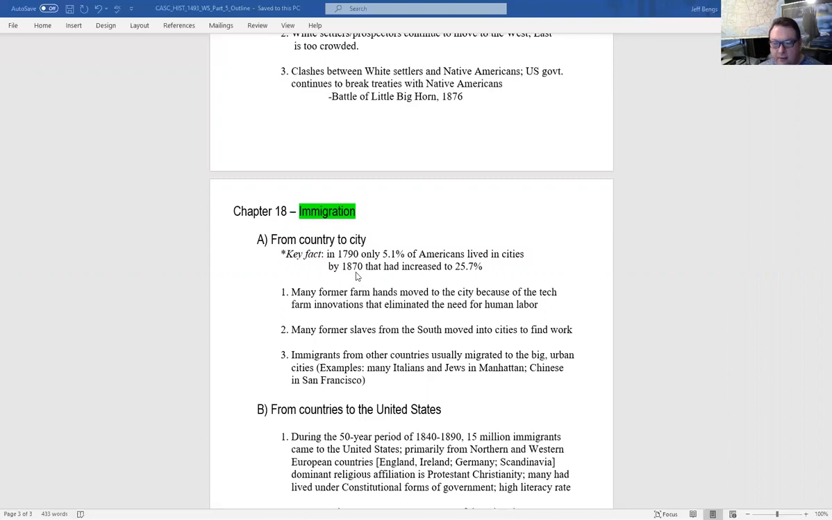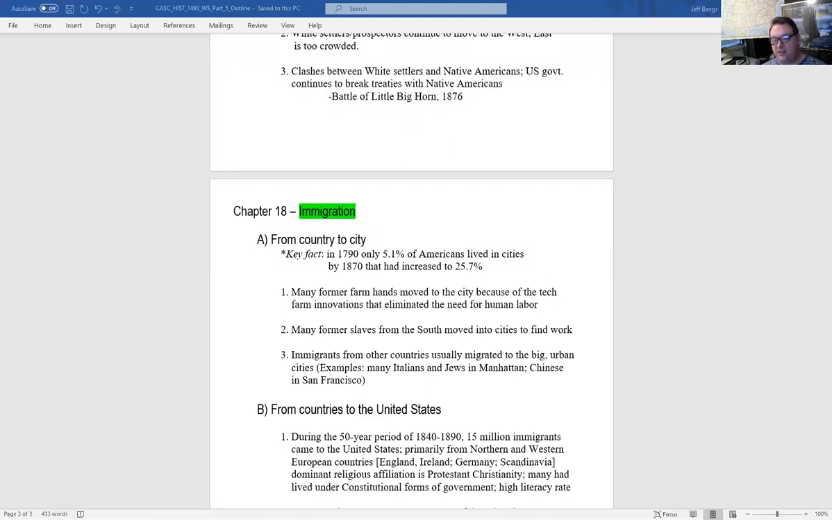80 years later, shortly after the end of the Civil War, during Reconstruction, 1/4 of our population, 25.7%, now lived in the cities. Still dominantly agricultural, but a 20% increase as far as those who live in cities. And remember, the overall United States population in 1870 would be much greater than it was in 1790.